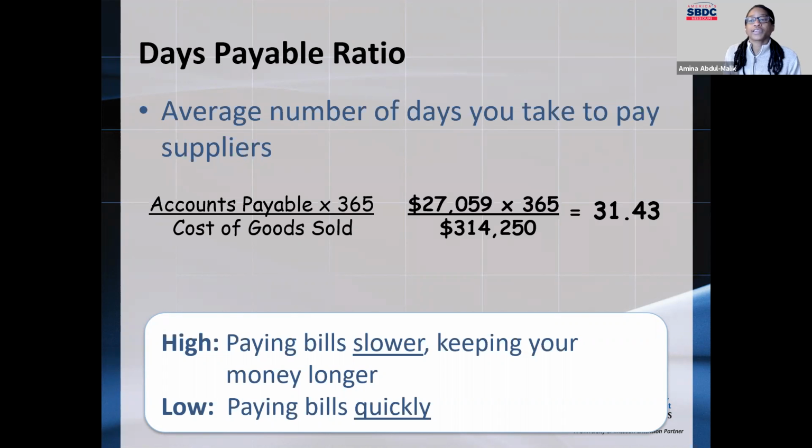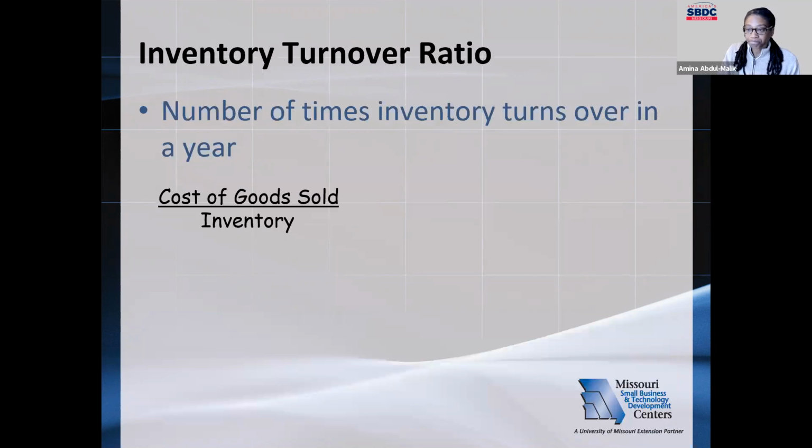Now, this is typically more related to product-based businesses because it uses the cost of goods sold and not the total of all of your operating expenses. But if you have a high days payable ratio, it means that you are taking a longer time to pay your bills. And obviously a low days payable ratio means that you are paying your bills quickly.